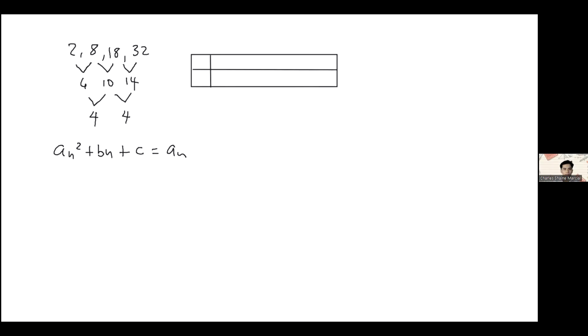Let's make a table. Ayan, apat lang. All right. So we have the value of n and a sub n. So we have first term, second term, third term, and fourth term. Now we have 2, 8, 18, and 32. All right. So we have to substitute the given to the formula.